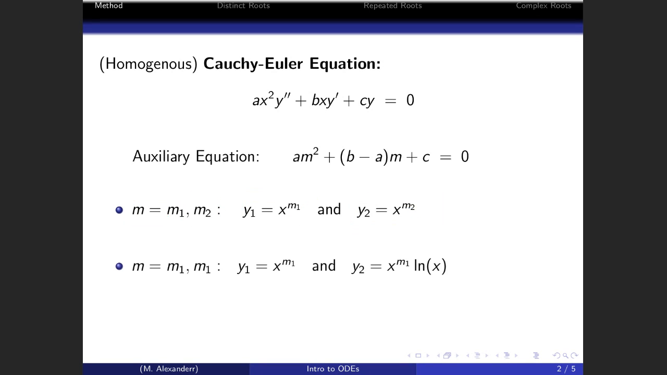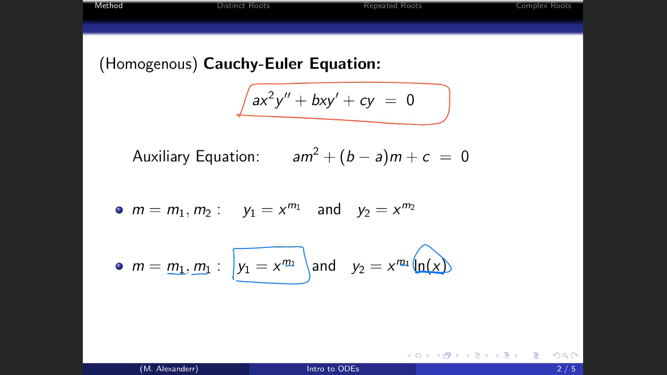Now, the second case is whenever the quadratic formula only gives you one number, so basically it's repeated. So in that case, your first solution is going to be x to the power m1, and your second solution is going to be x to the power m1, but you have to multiply by the ln of x function. So that's the extra thing that we have to multiply. And then remember that this is for the Cauchy-Euler equation. This is the homogeneous equation.